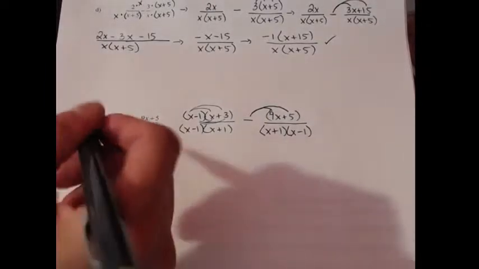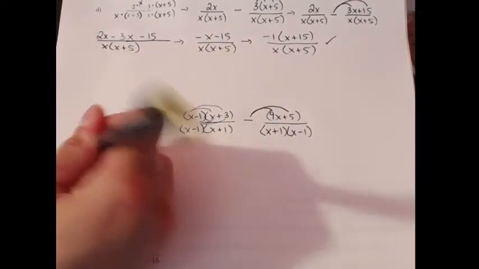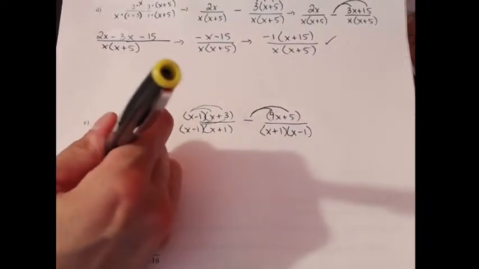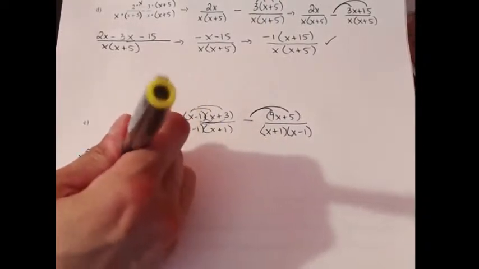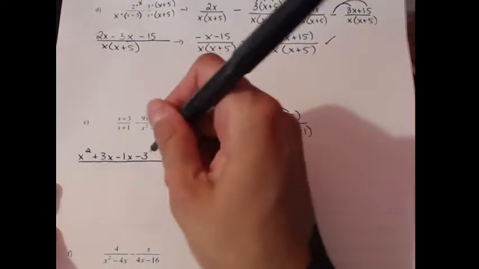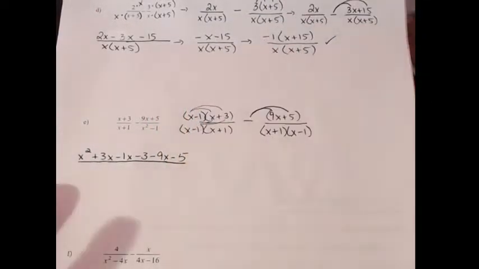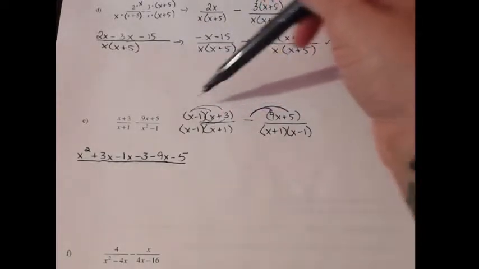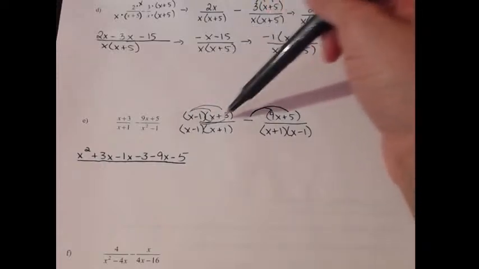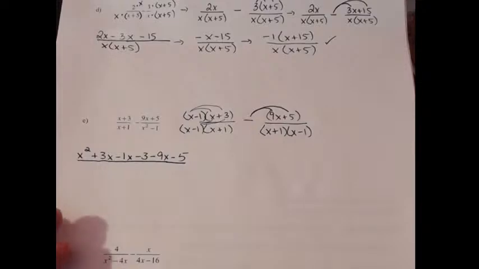So let's do the math here. We get x squared plus 3x minus 1x minus 3. Let's keep it going. Minus 9x minus 5. So what I've done is I've opened up the entire numerator. I distributed the two factors that were in our first fraction in the numerator, and then I distributed the negative throughout the numerator of the second fraction so that everything was opened up and nothing is in parentheses.